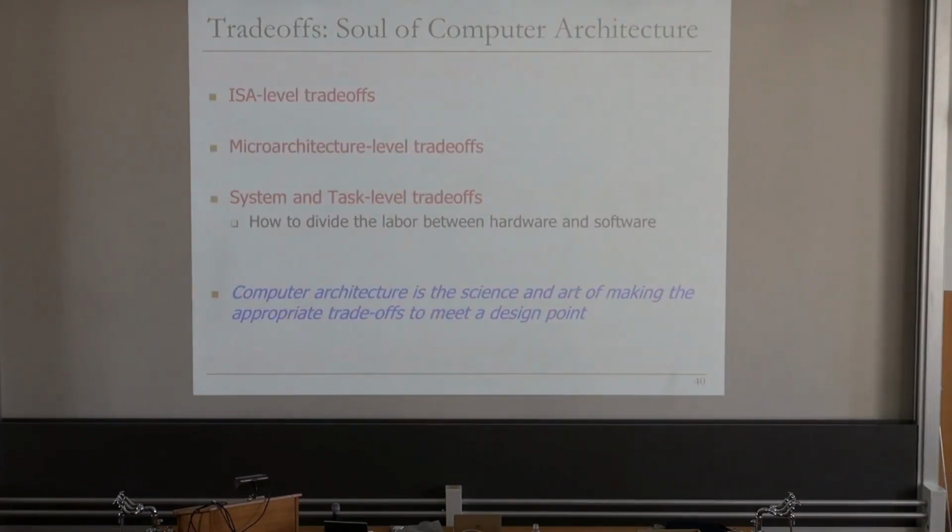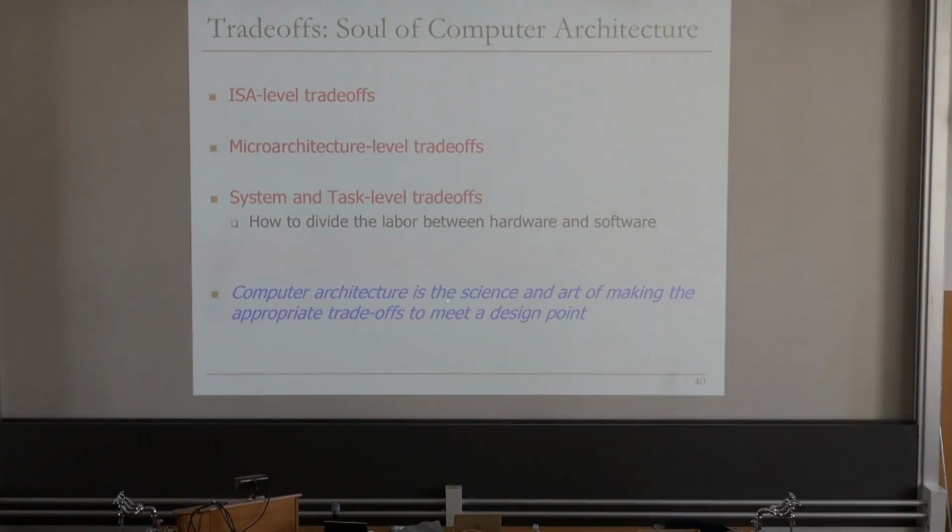So the soul of computer architecture is really these trade-offs that are enabled by the design point. You have ISA level trade-offs. I gave you an example of it. Microarchitecture level trade-offs. I gave you a very small example of it, the adder, right? There are many different kinds of adders, and which adder to use depends on your application, how much parallelism you have, for example, your latency requirements, your energy, your power budget, your area budget, many, many things. And then system and task level trade-offs, how to divide the labor between hardware and software. That's also important. What do you do in the software? What do you do in the hardware? What does the programmer do for you? That's also very, very important. That's part of architecture also.